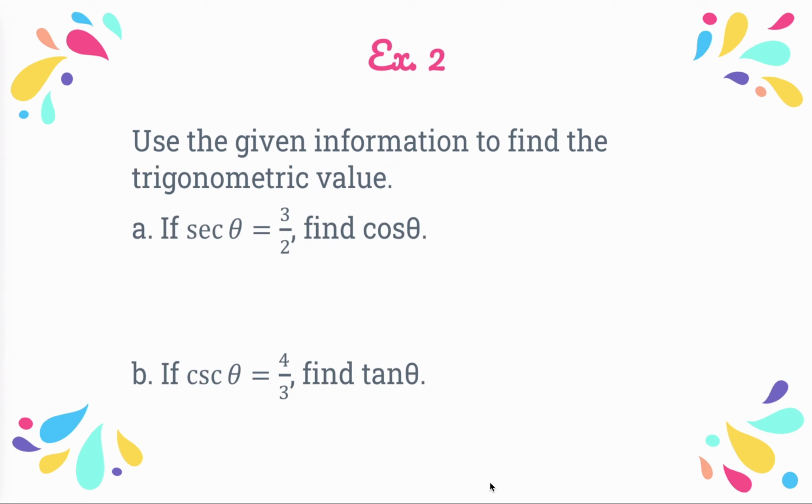All right, so if secant theta is 3/2, find cosine theta. All right, cosine theta equals 1 over secant theta. So 1 over 3/2 is 2/3. The reciprocal identities are called that because you get the reciprocal. You flip the fraction.